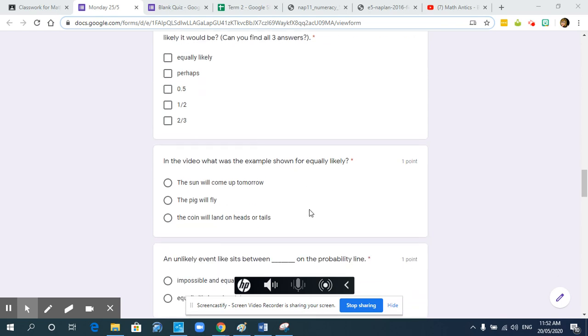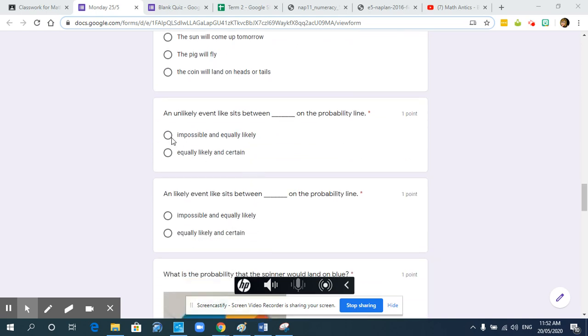In the video, the example shown for equally likely was the sun will come up tomorrow, the pig will fly, the coin will land on heads or tails. An unlikely event sits between what and what on the probability line? An unlikely event sits between impossible and equally likely, or between equally likely and certain. A likely event sits between what two markers on this probability line? Is it impossible and equally likely, or equally likely and certain?